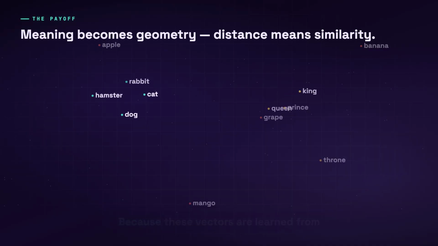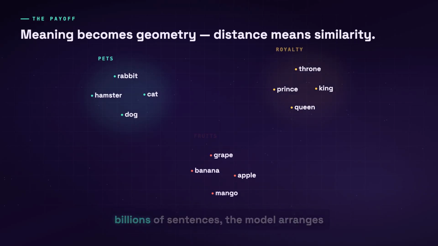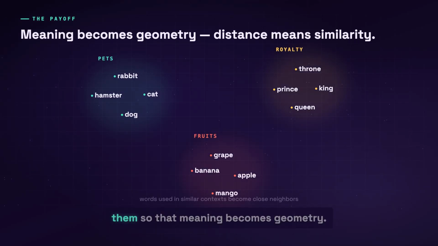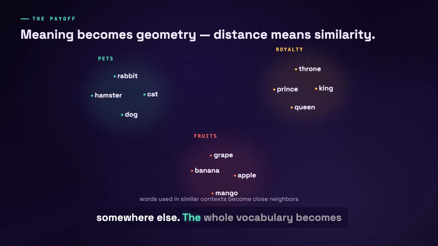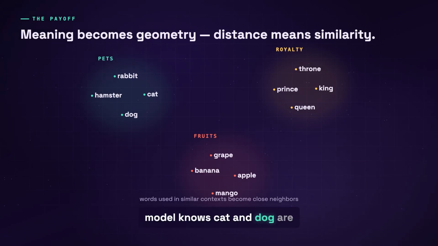Now the beautiful part. Because these vectors are learned from billions of sentences, the model arranges them so that meaning becomes geometry. Tokens used in similar ways end up near each other. Cat, dog, and hamster drift into the same neighborhood. King, queen, and prince gather somewhere else. The whole vocabulary becomes a map of meaning, where distance means similarity. That is how the model knows cat and dog are related without anyone ever telling it.